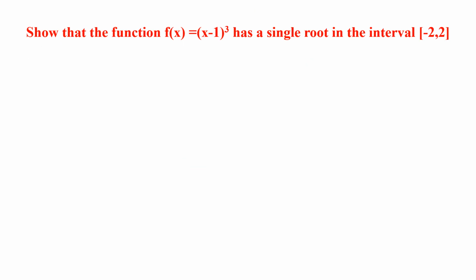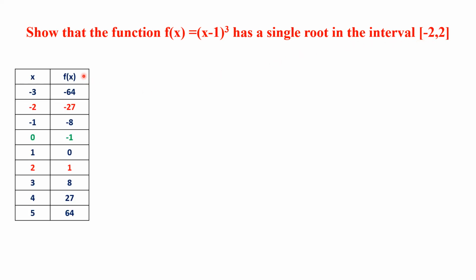Next, let's show that the function f of x equals (x minus 1) cubed has a single root in the closed interval between -2 and 2. First, let us provide a table for the function. This is x, this is f of x. These are selected values for x, and these are the corresponding values for the function evaluated at x.